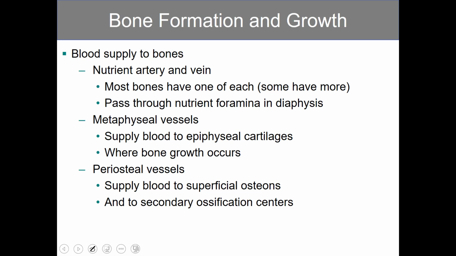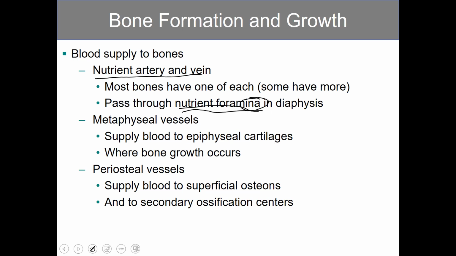Blood supply to the bones. Every long bone tends to have several types of arteries and veins, or vasculature, that feed those bones. The nutrient artery and vein: most bones have one of each. If it's a larger bone, such as the femur, you may find more. But they're going to pass through a foramen called the nutrient foramen within the diaphysis. Nutrient foramina is just the plural of foramen.